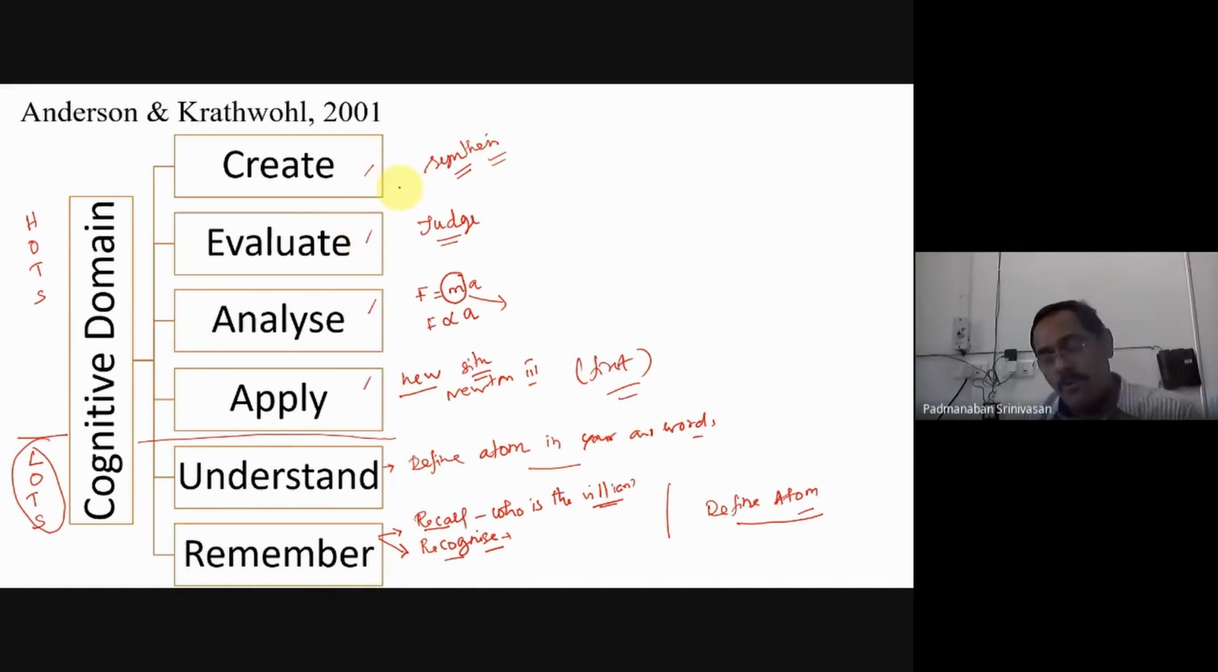So our questions, our objectives and also our assessment should be based on this: apply, analyze, evaluate, and create. So this is about the cognitive domain and our thinking process. It starts with remember and then ends with create.